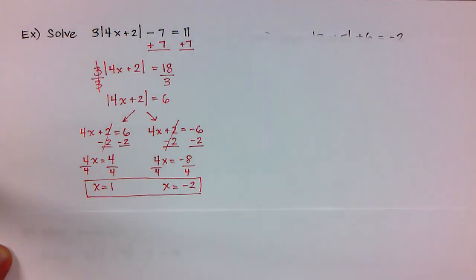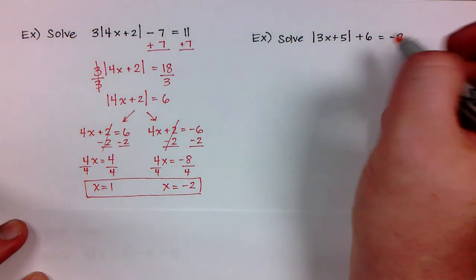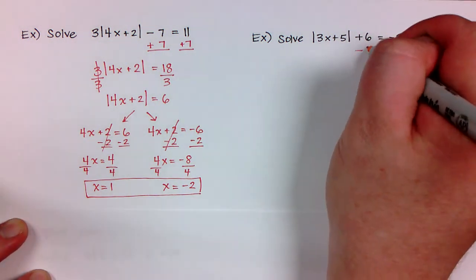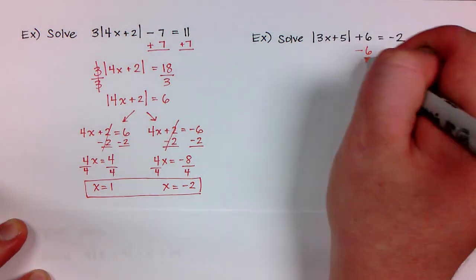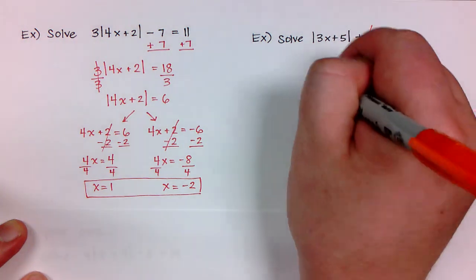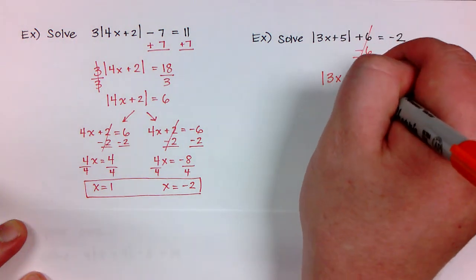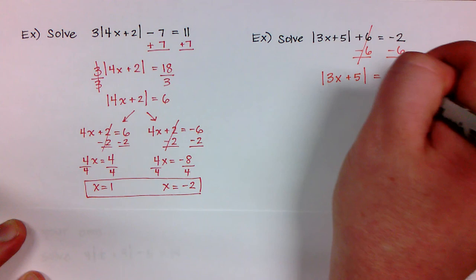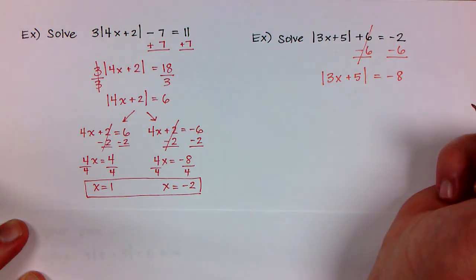Okay, I have one more example and then we're done. This time, solve the absolute value of 3x plus 5, plus 6, which is equal to negative 2. Okay, so like we did before, let's try to get rid of the lonely numbers that are not inside of the absolute value. So let's subtract 6 on both sides. Then we're left with 3x plus 5 is equal to negative 8.